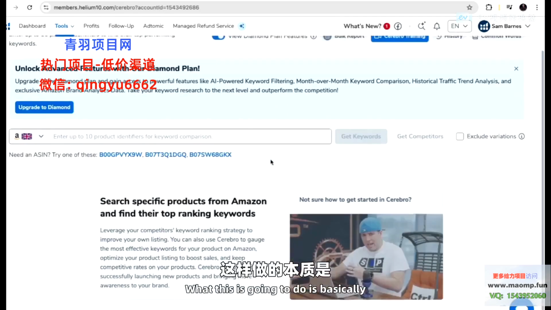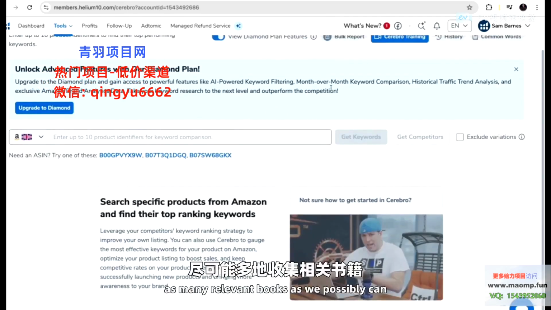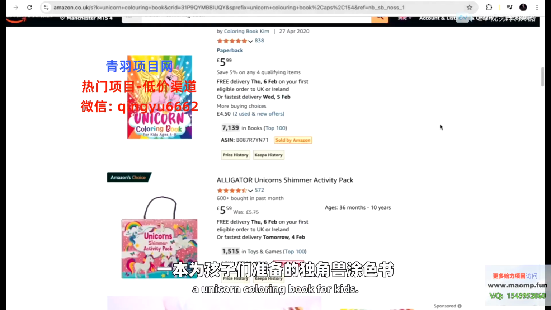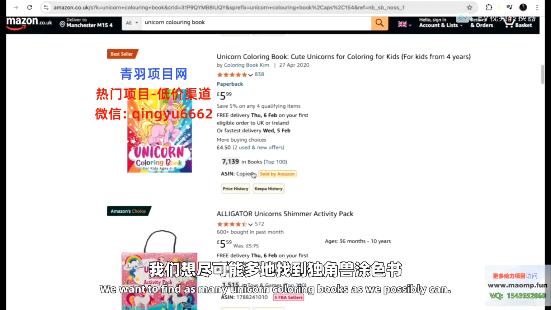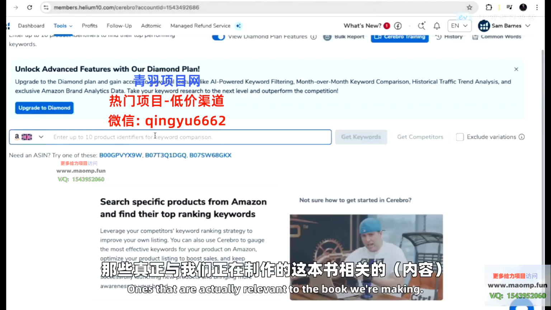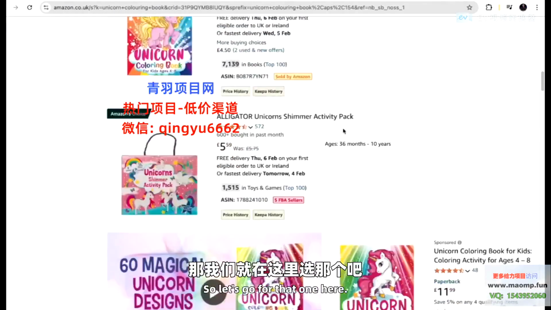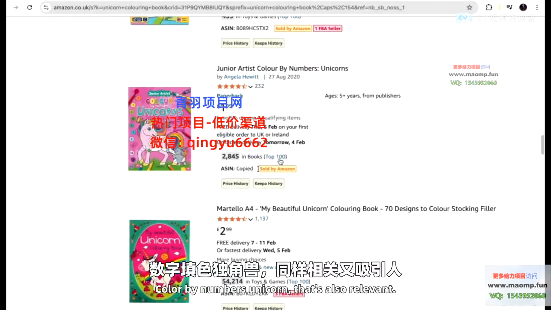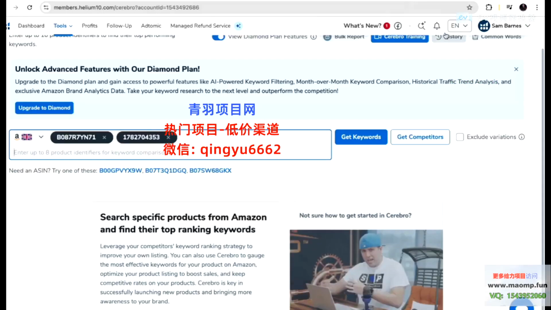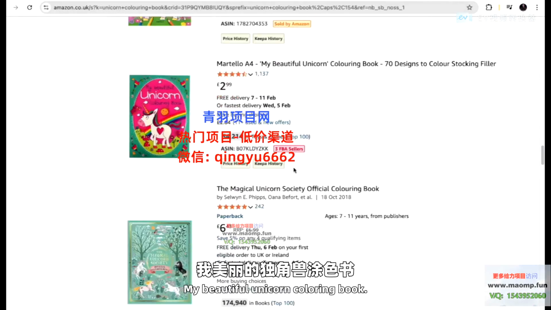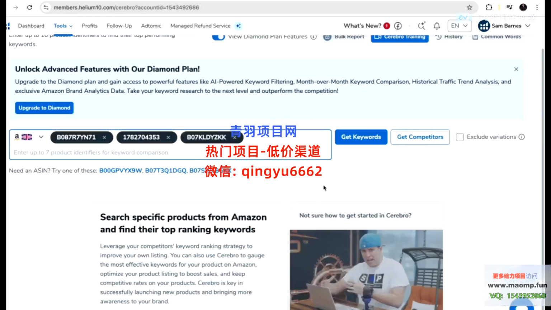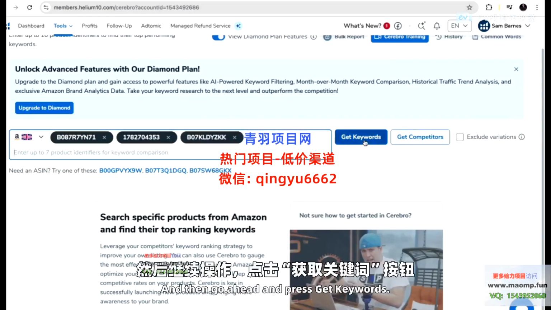What this is going to do is we're going to put in the ASINs of as many relevant books as we possibly can and find all of their keywords. So let's just say we're uploading, again, a unicorn coloring book for kids. We want to find as many unicorn coloring books as we possibly can, ones that are actually relevant to the book we're making. So let's go for that one here. Let's also find another one, color by numbers unicorn. That's also relevant. I'll go ahead and put this in here. And let's find another one, My Beautiful Unicorn Coloring Book. Let's take this ASIN and drop this in there. And essentially put as many of these as you can. I'm just going to show you 3 in this example. And then go ahead and press Get Keywords.